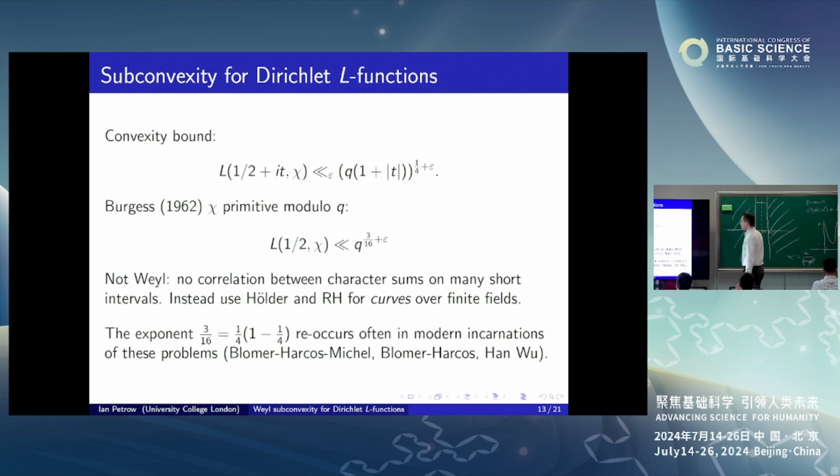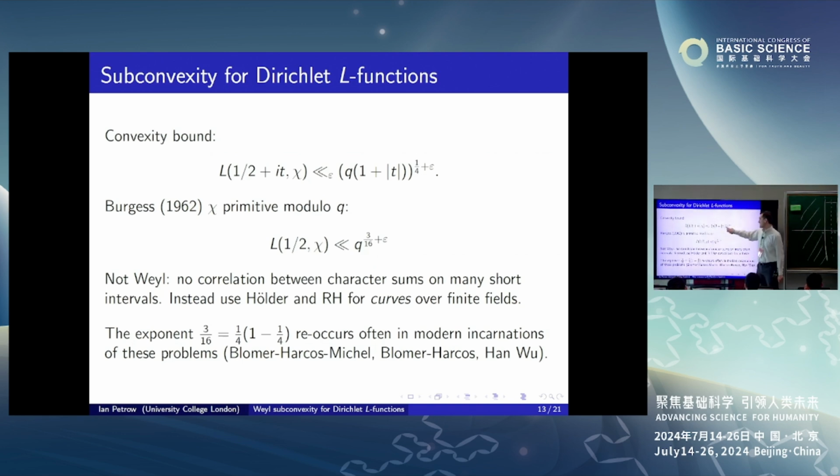Okay, so the convexity bound for a Dirichlet L-function is going to be basically Q times T to the 1/4 plus epsilon. And then there was no progress on improving this for a long time until the early 60s when Burgess came along. Let's just work with T equal to 0. So if I have L(1/2, chi), he proved that it's bounded by Q to the power of 3/16 instead of 1/4.